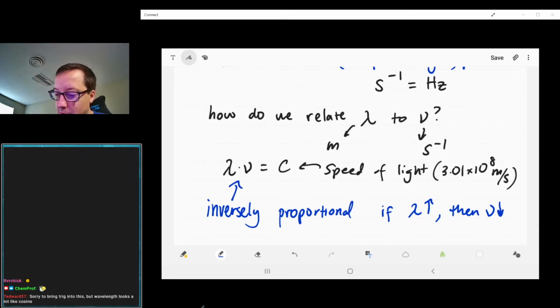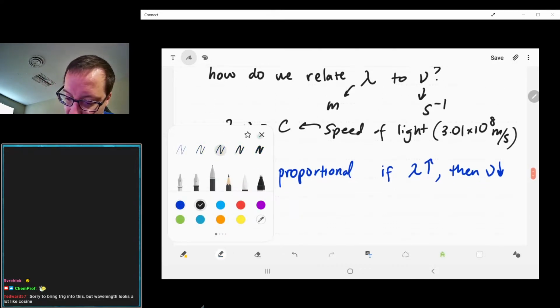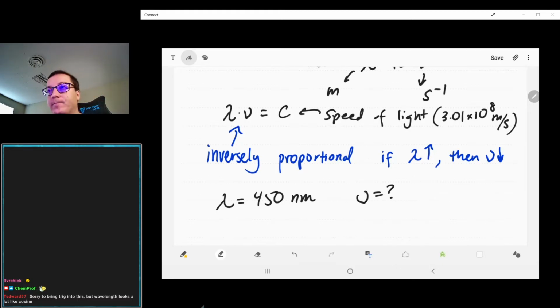So let's go ahead and see what this looks like. So, let's say we have a wavelength of, I don't know, 450 nanometers. That's somewhere in the blue light, just so we know. Let me just make that a better frequency symbol. It's not a V, it's a nu. It is a Greek letter, but it looks like V. I get it.